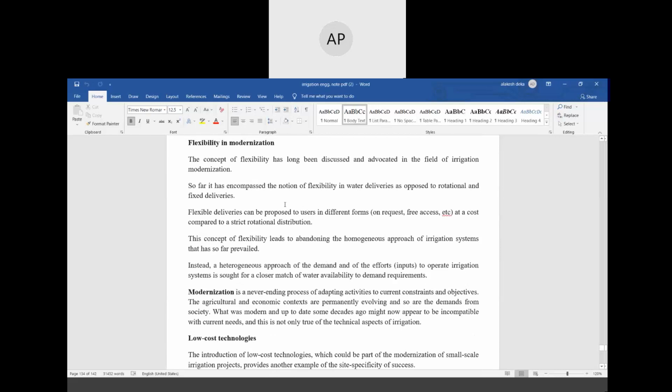So modernization is a never-ending process of adapting activities to current constraints and objectives. The agricultural and economic context are permanently evolving, and so are some of the demands of society.